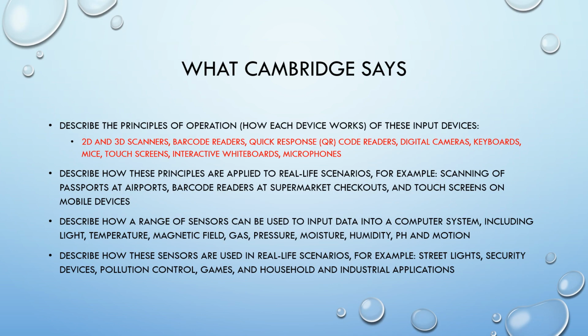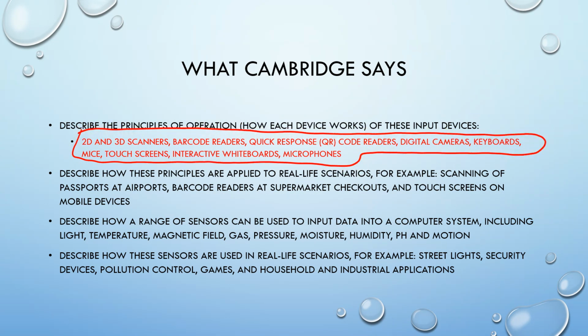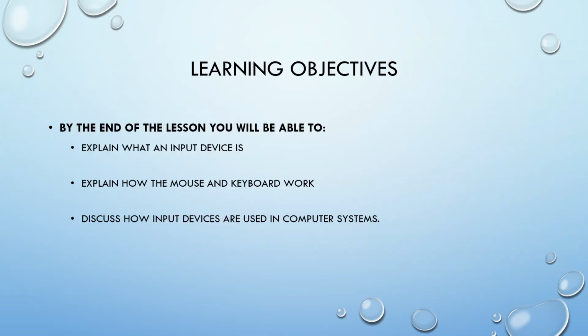So this is what Cambridge says you need to know for this part of the course. It basically gives you a list of input devices and output devices, and you need to say where they're used, how they're used, and how they work. So we're going to have a video on each device that they list.